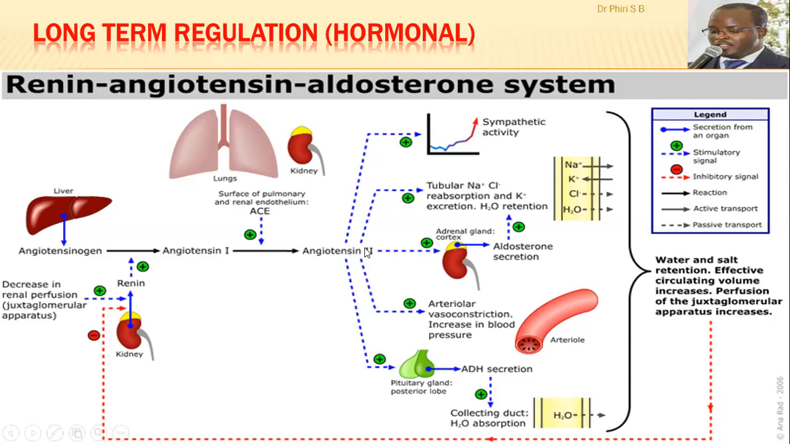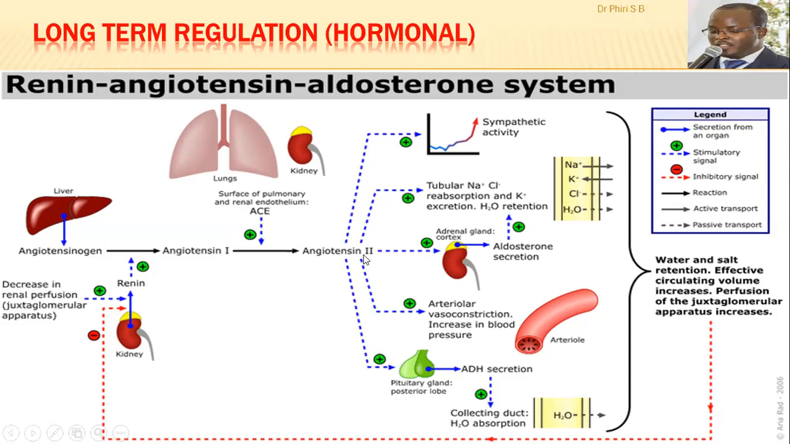The same angiotensin 2 can go to the kidneys to facilitate reabsorption of sodium and chloride. So there is reabsorption of sodium and chloride in exchange for potassium. Then if you are reabsorbing sodium and chloride, you are creating a concentration that will now attract water molecules. So you're also reabsorbing water. The blood volume will increase, venous return will increase, cardiac output will increase, then the blood pressure will increase.